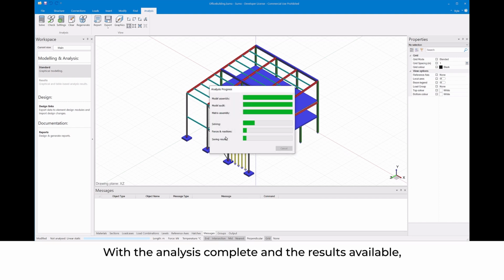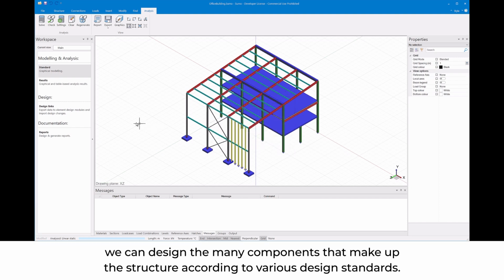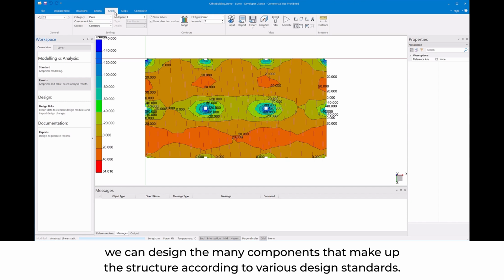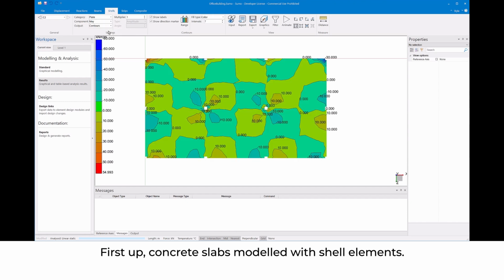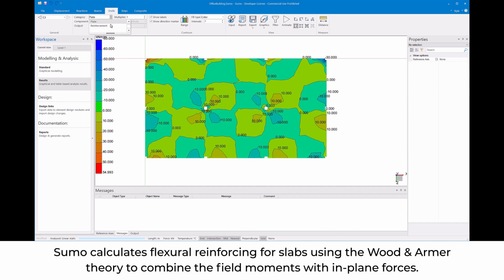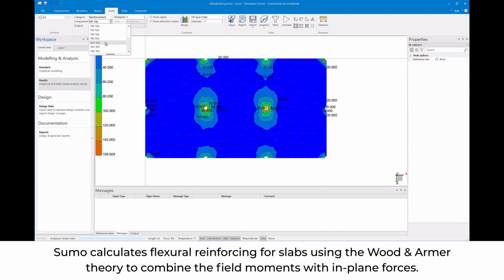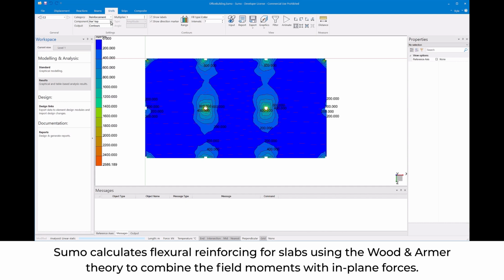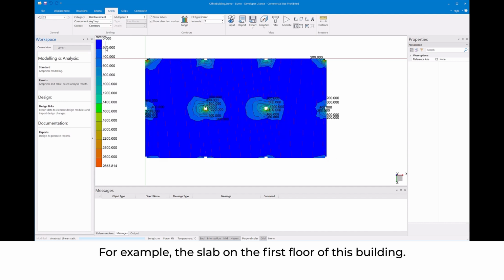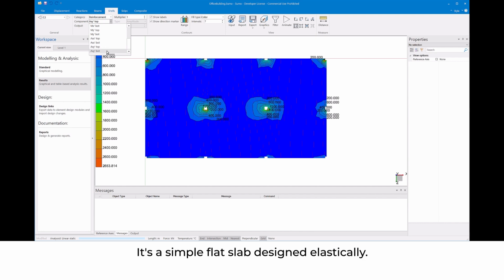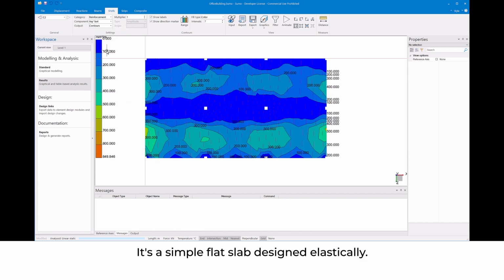With the analysis completed and the results available, we can design the many components that make up the structure according to various design standards. First up, concrete slabs modeled with shell elements. Sumo calculates flexural reinforcing for slabs using the Wood-Armer theory to combine the field moments along with in-plane forces. For example, the slab on the first floor of this building. It's a simple, flat slab designed elastically.